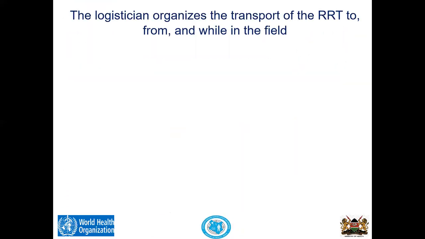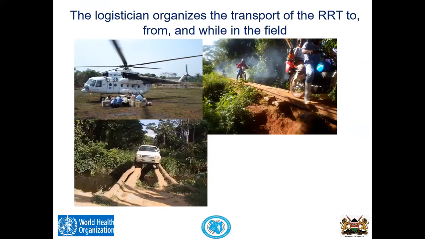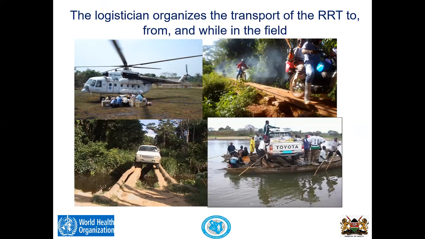The PPEs are organized by the logistician, making sure that they are available in all those sizes and quantities we're talking about, and they are prepositioned. So when the logistician plans to preposition these PPEs, they use any means possible. Please bear in mind that disease outbreaks occur anywhere without notice. And some of these places are hard to reach, but you have to look for every way possible to make sure that these logistics reach those particular areas.